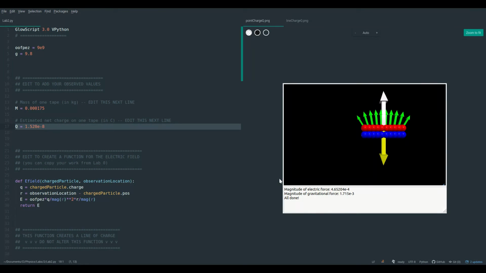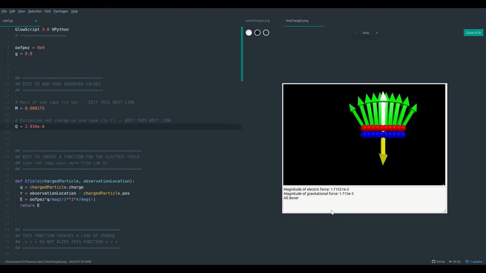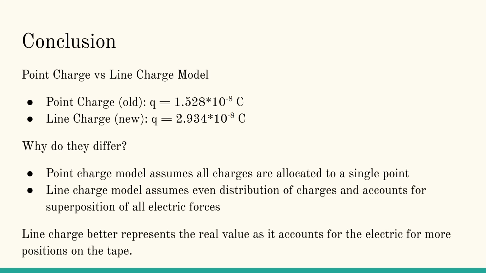Our goal is to find a Q value that satisfies this law through the line charge model. Through trial and error, I found the charge to be 2.934 times 10 to the negative 8 coulombs, which yields us an electrical force value that is relatively close to the gravitational force in magnitude. Knowing this, we find the charge value derived from a line charge model is almost 2 times that of the point charge model. Why would they differ?